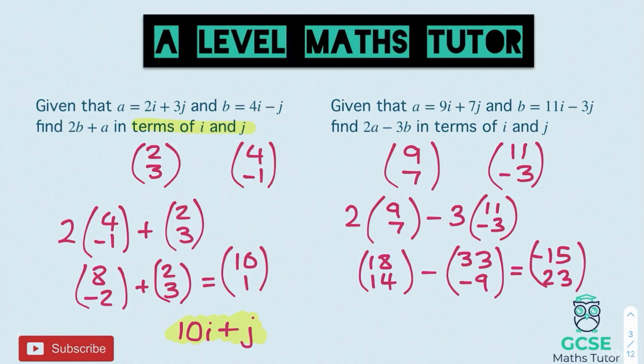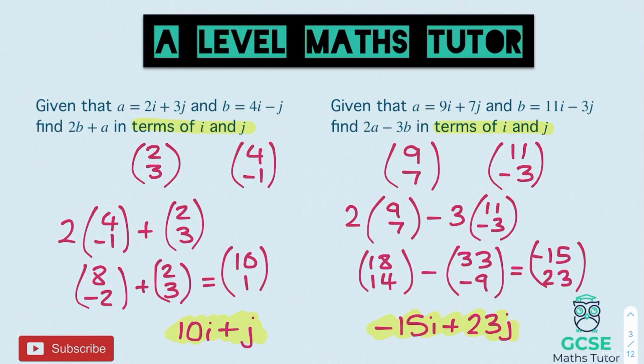And then again, with both of these, not forgetting we're going to write it in terms of i and j. So our top number is negative 15, so we'll have minus 15i, and our bottom number is positive, so we're going to have plus 23j. And there is our final answer, writing that vector in terms of i and j. Right, there we go.